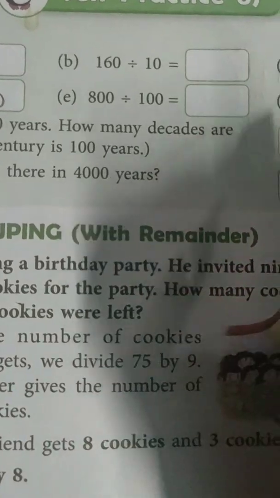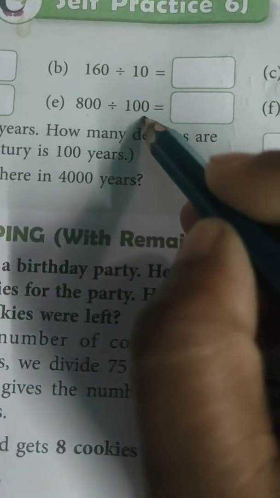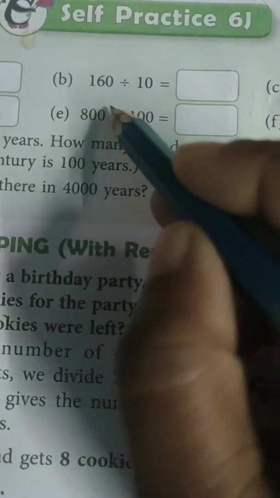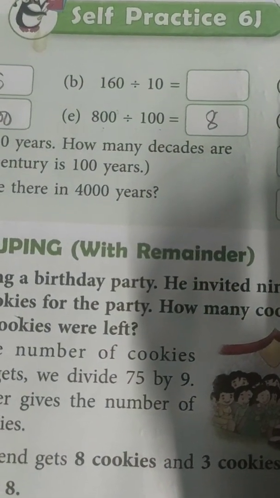Now here, as you can see, the question is 800 divided by 100. So in 100, how many zeros? 2 zeros. So we will remove 2 zeros from the right hand side. So we are left with 8. So 8 is the answer.